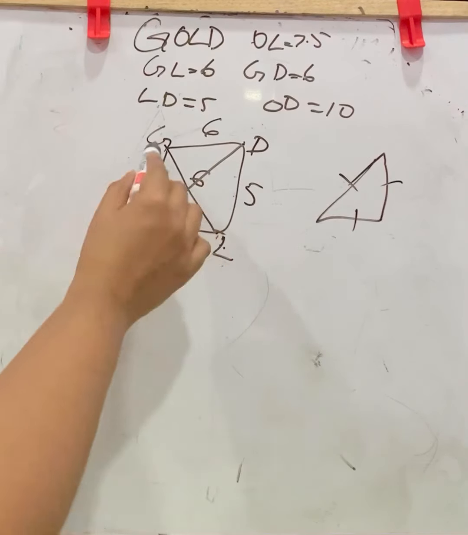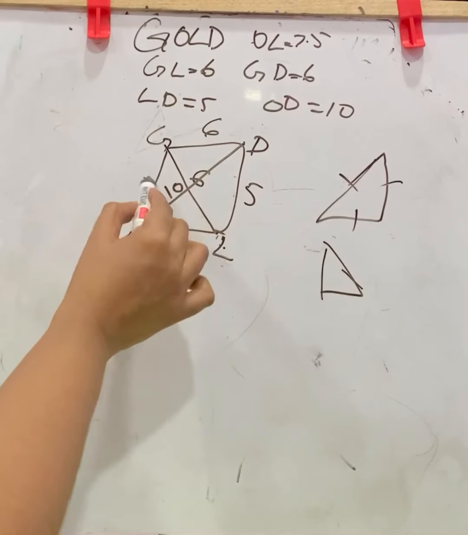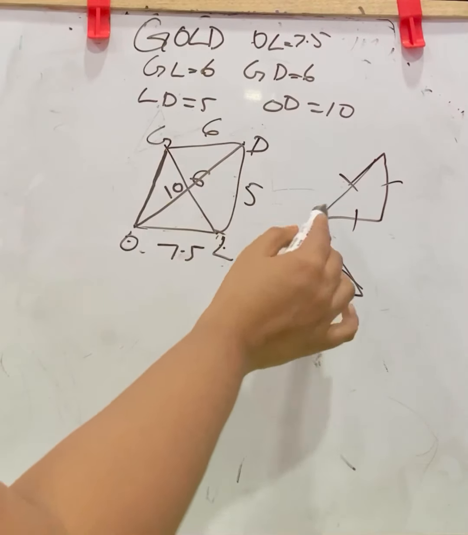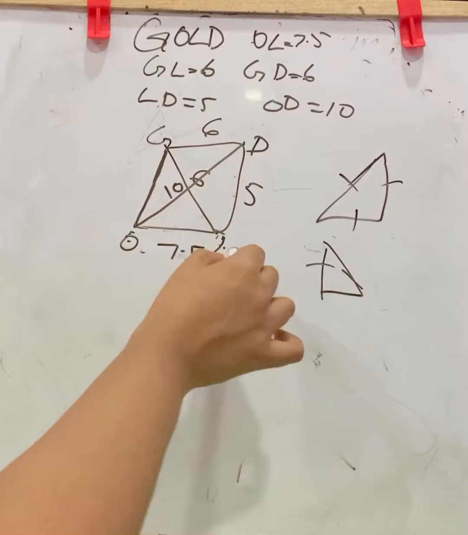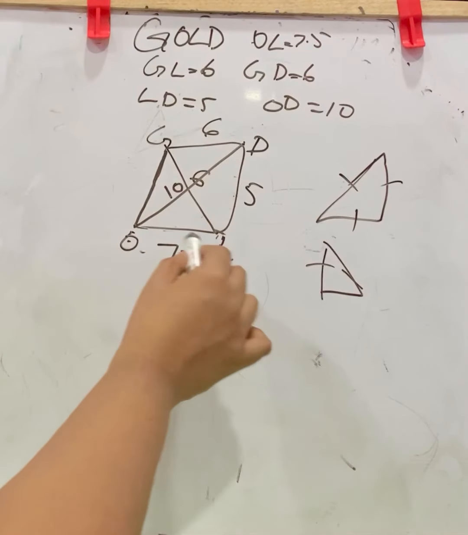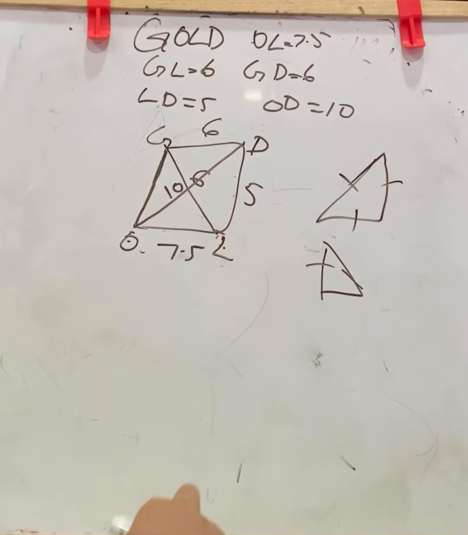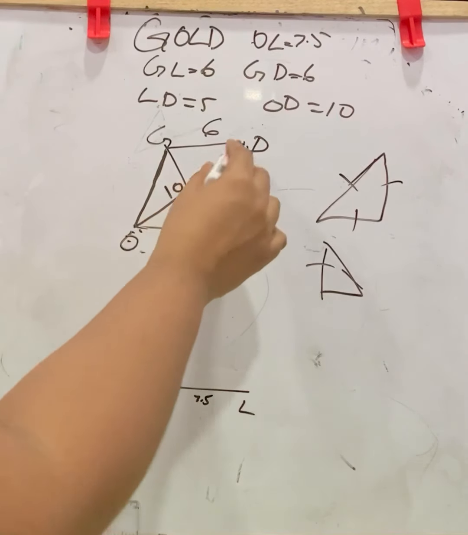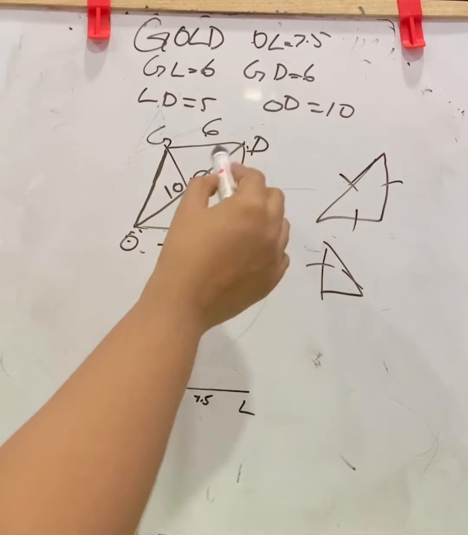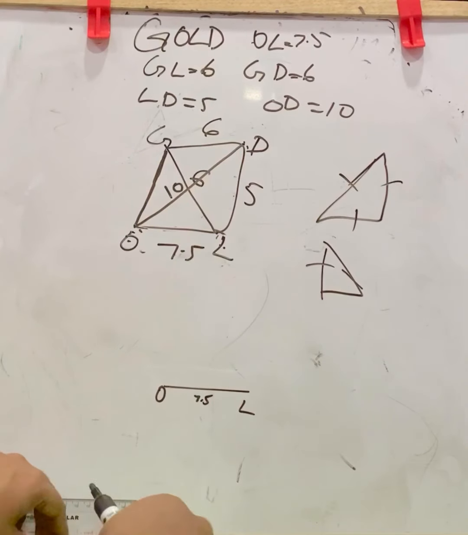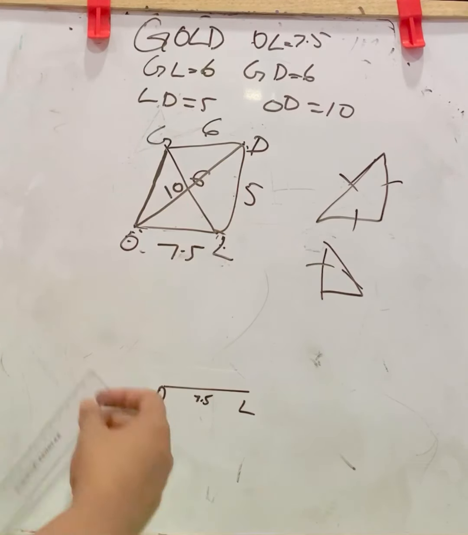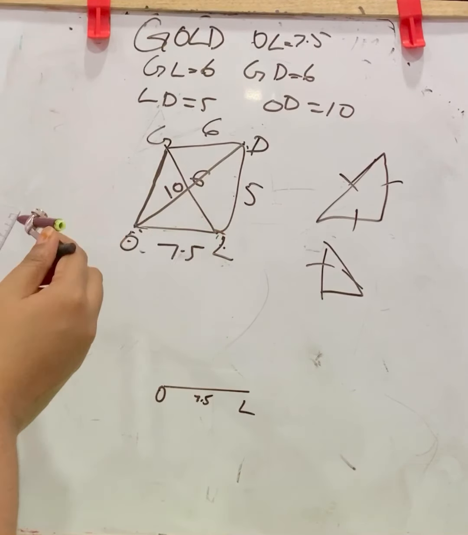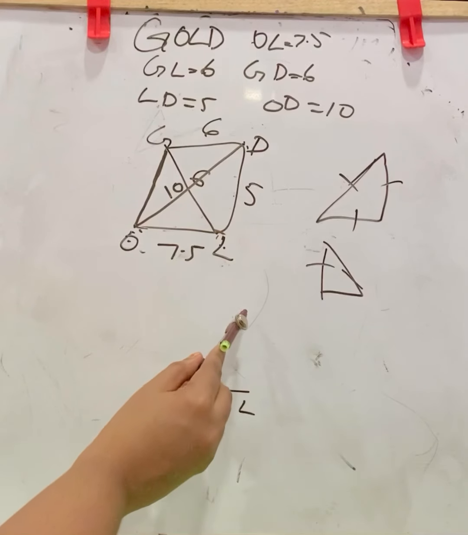Don't take this first because in that we don't know this measurement. That we can draw in the end. Now we will construct this triangle, that is OLD. For that we need to draw the base OL, 7.5. Next is OD. OD is 10 cm. So take the measurement in the compass and draw an arc, 10 cm.